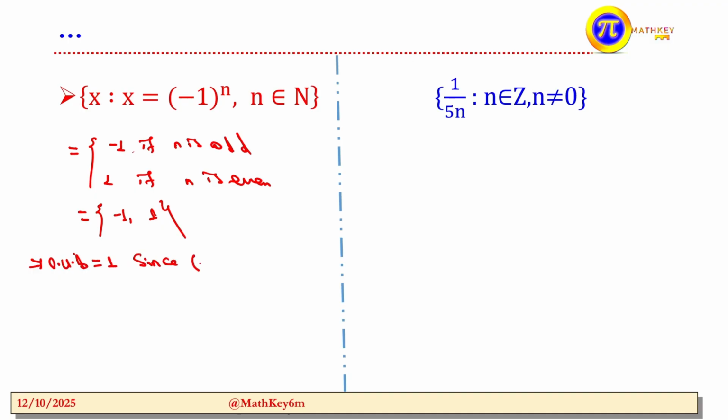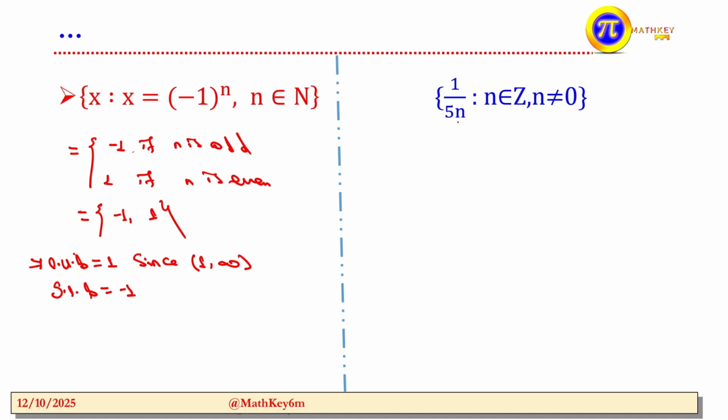Why? Since 1 to positive infinity is its upper bound, we have a least upper bound for this set. Similarly, its greatest lower bound is equal to negative 1. Let's continue to the next one. Similarly, we can find this.